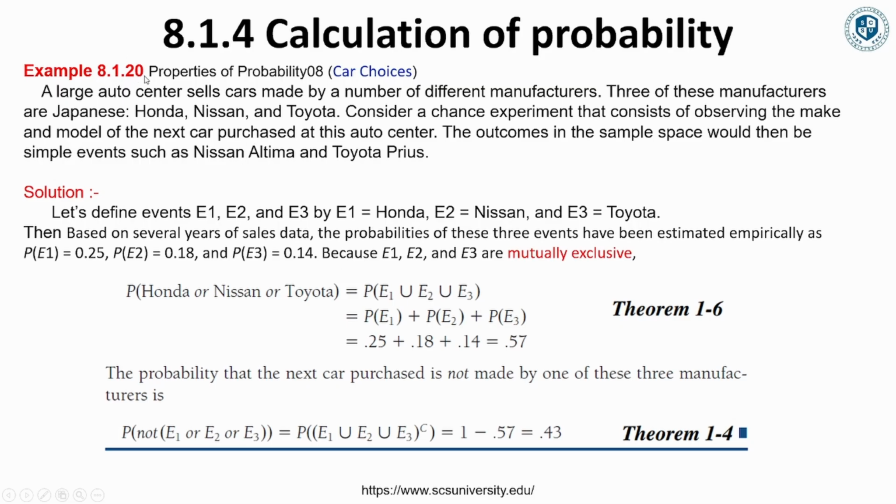Example 8.1.20, properties of probability 08. Car choices.